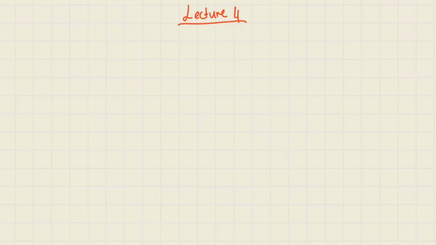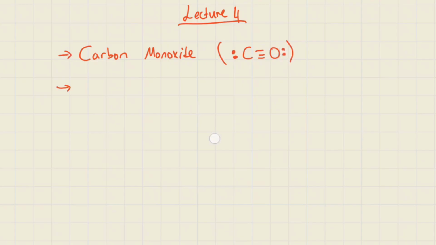Today I will talk about the CO molecule. So what is CO? CO is carbon monoxide, and it has this kind of Lewis dot structure. I will talk about the ligand properties of the CO molecule, and it has two properties actually.